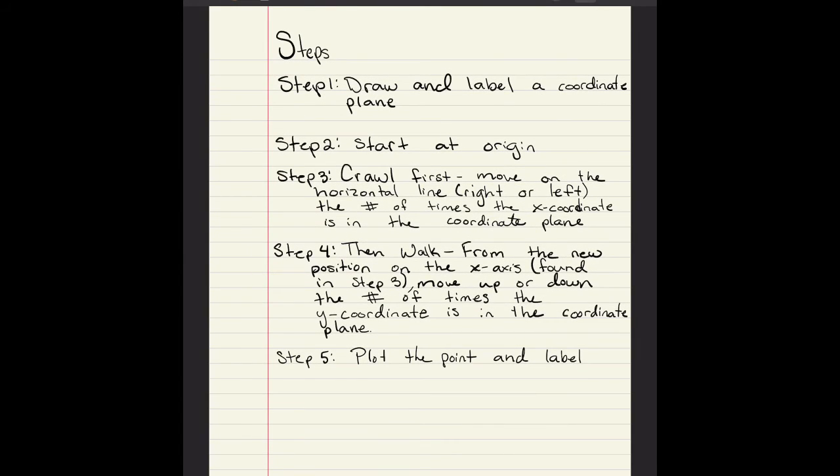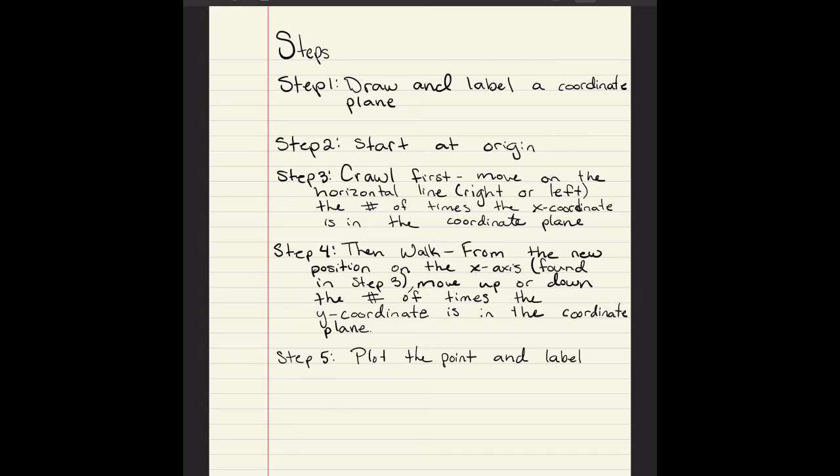So before you can walk, you have to crawl. And some of you may have heard this trick before, but it's just a reminder that you have to go on the x-axis, because when you crawl like a little kid, they crawl first right on the floor horizontally. And then when you walk, you're not walking up, right? But you're walking standing up. So you crawl and then you walk. So move on the horizontal line, left or right, whichever way the coordinate pair tells you to go.